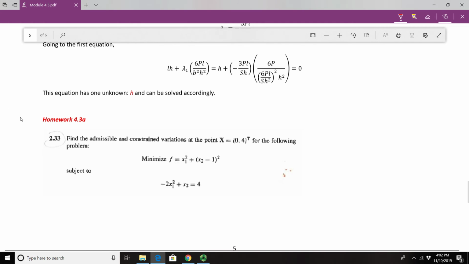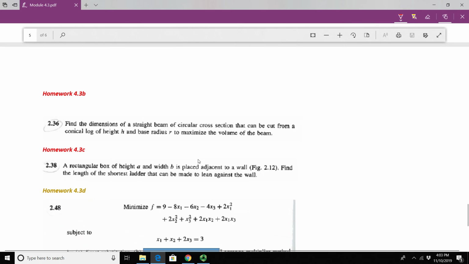Time for homework. That homework, which you do before class, is minimize x1 squared plus x2 minus 1, subject to minus 2x1 squared plus x2 equals 4. Sorry, I didn't notice that the quality is really terrible for this one, but it is in the book anyway. Let's not do what he's doing. He said substitute a point, so disregard this. And in this case, basically, let's just minimize and see what's going on.